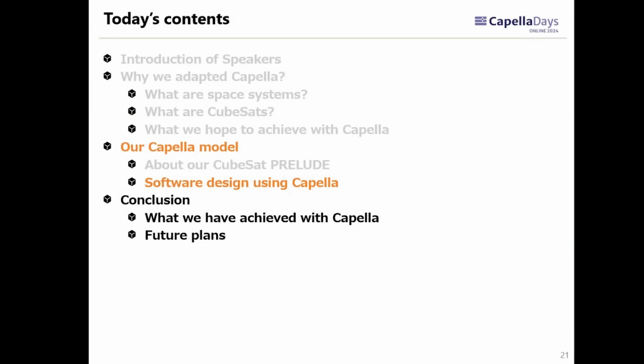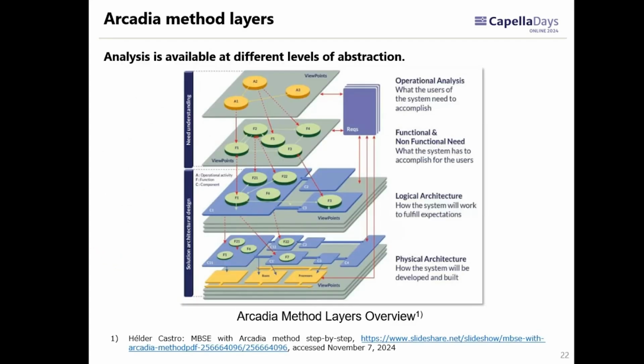And next, I will talk about software design and satellite system design using Capella. Maybe as most participants already know, analysis in Capella goes like this. First, we start from operational analysis, and after that we move on to system analysis, which finds functional and non-functional needs. These two layers take a black box approach, and the next two layers, logical architecture and physical architecture, take a white box approach. In logical architecture, we find how the system will work to fulfill the expectations that we found in the upper two layers, and in physical architecture, how the system will be developed and built.